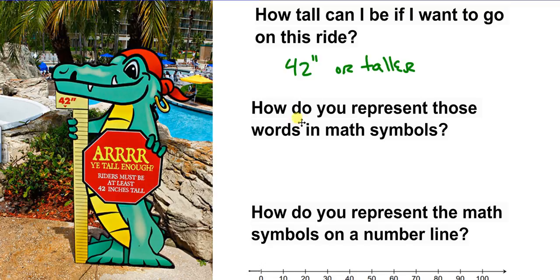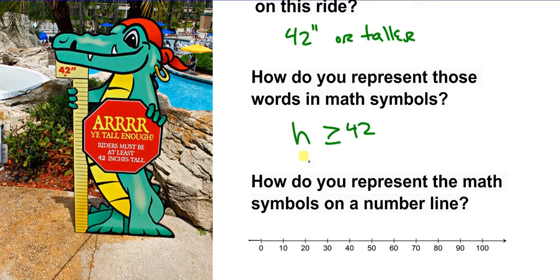We can represent this with math symbols. It would look like this. Pick a variable for your height. Let's use h. You could use x. We know my height has to be greater than 42, but it could also be equal to 42, because we said 42 or taller. So that's what the symbol is here. This is a greater than or equal to symbol. Your height has to be greater than or equal to 42.